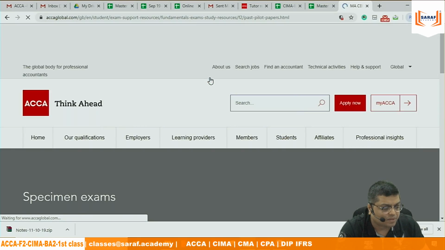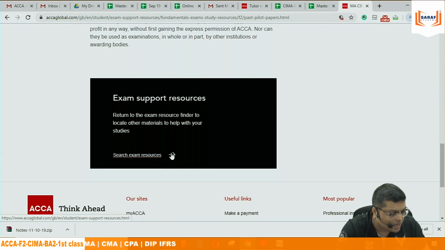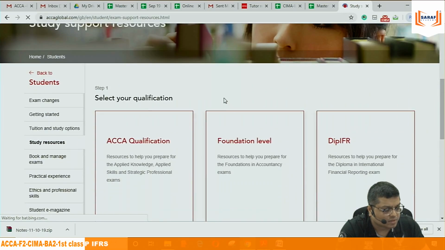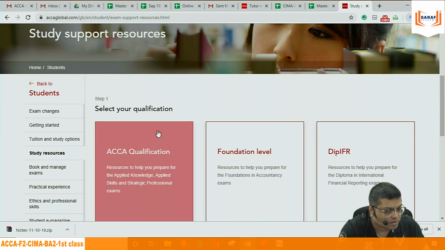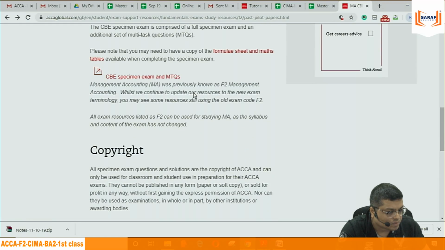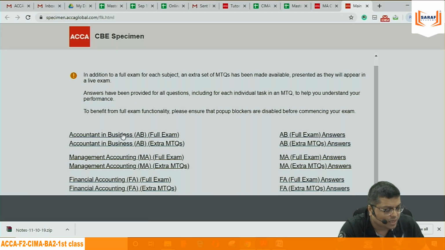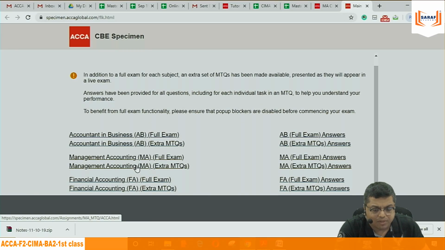So a specimen exam is an exam which is exactly the same as the way it is going to be in the exam hall. CB exams and MTQs. You can see that for all the three subjects, we are talking about management accounting, full exam, extra MTQs, then full exam answer and MTQs. This we can do only when we complete the syllabus. Then we will be analyzing from here.